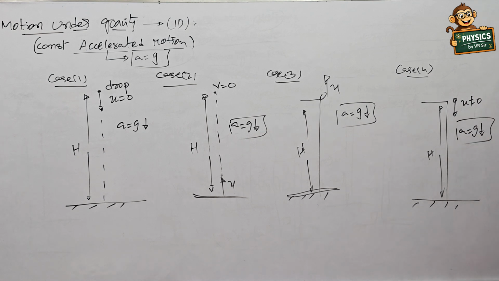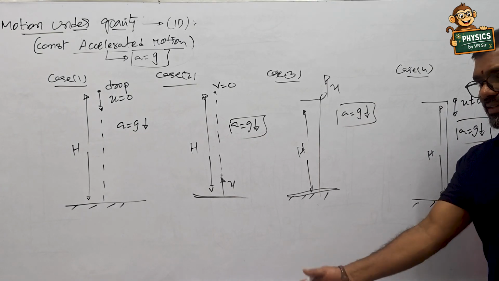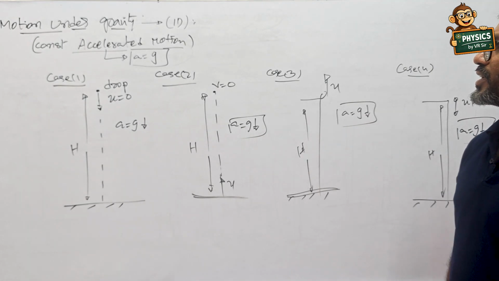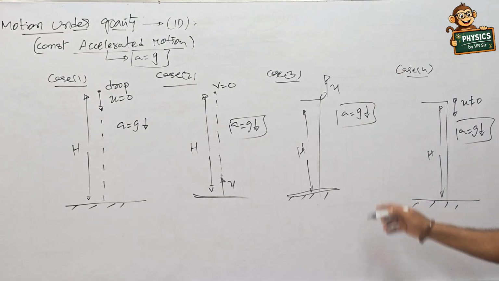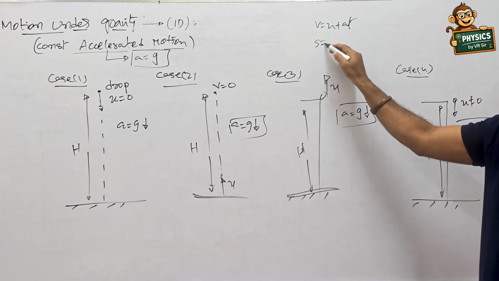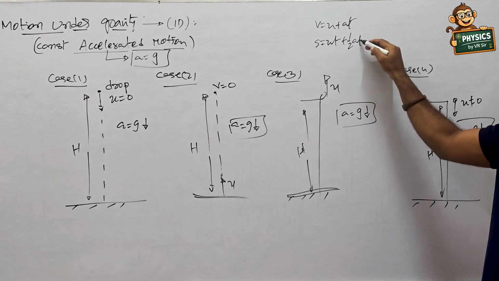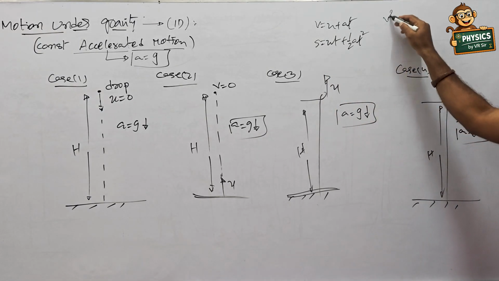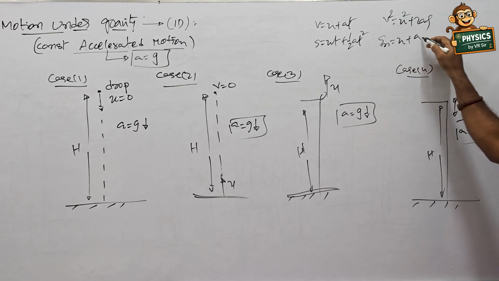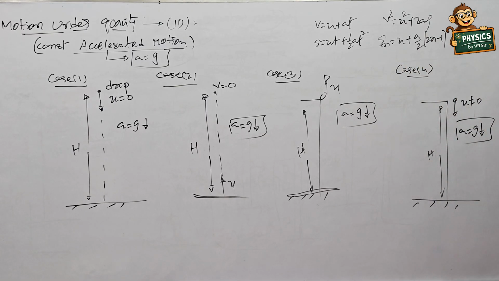Based on previous videos in this same chapter, we all have the idea about the equations of motion. What are those equations? v = u + at, s = ut + half at square, v square = u square + 2as, and Sn = u + a by 2 into (2n minus 1), and displacement is average velocity into time. So these are the equations.